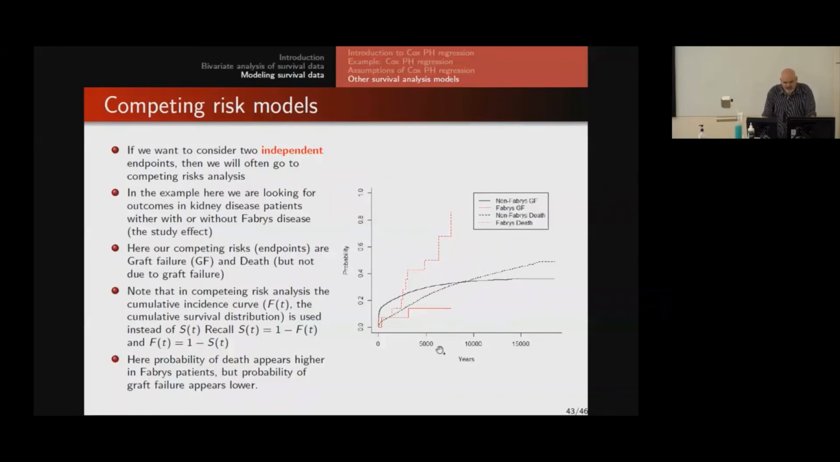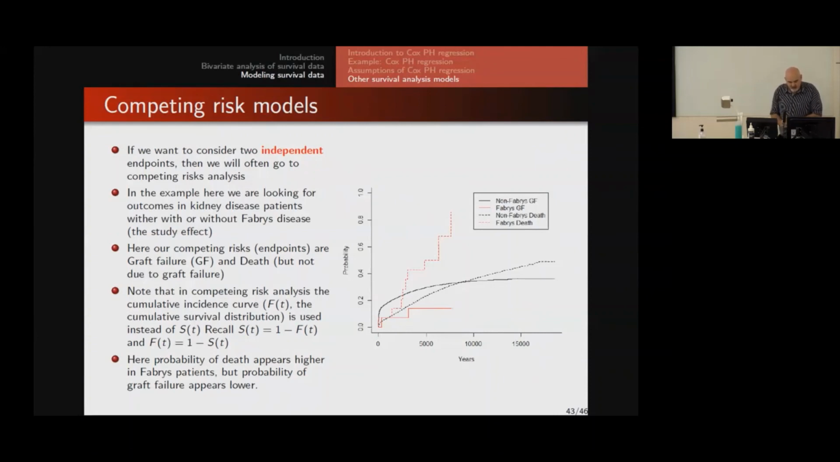So there's two things I just want you to note about this. First, that we get a curve for each outcome for each group. So the black curves here are for the non-Fabry's patients and the red curves here are for the Fabry's patients. The solid line is for the graft failure and the dashed line is for the death. So you can see in this analysis, sorry, there's one other thing I should mention. In competing risk studies, we do not use Kaplan-Meier curves. They misrepresent the survival distribution.